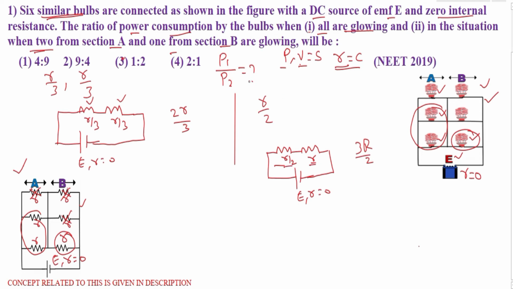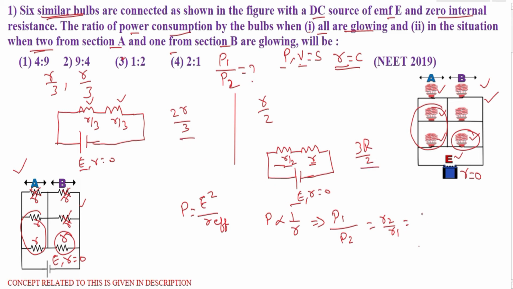Now let us go to our question. What did he ask us to calculate? He asked us to calculate the ratio of powers. We know the formula for power as P is equal to V square by R, where in this case it will be E square by R effective. E is constant in both cases. That means I can write P proportional to 1 by R effective. If I apply this logic, the ratio of power consumed P1 by P2 will be equal to R2 by R1, where R2 is this effective resistance and R1 is this effective resistance.